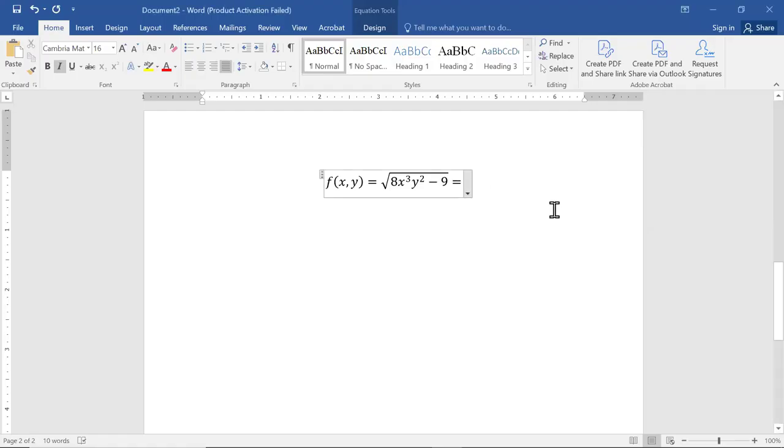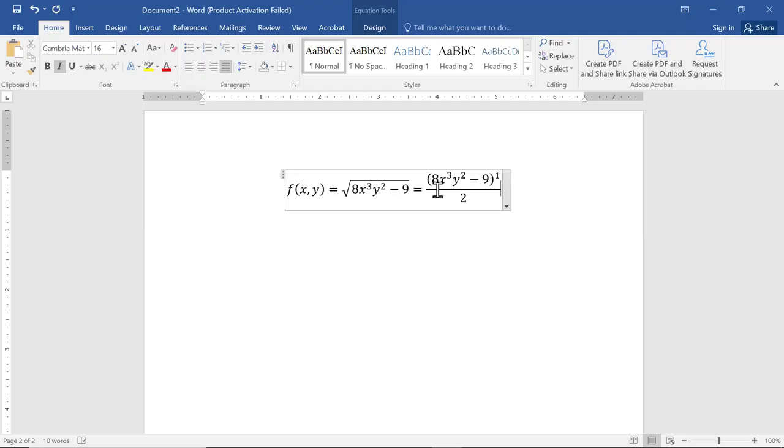Now, the first thing I'm going to do before I even take any derivatives is I'm going to rewrite this as 8x to the third y squared minus 9, all raised to the 1/2 power or the 0.5 power. It doesn't matter whether you call it the 1/2 power or the 0.5 power.